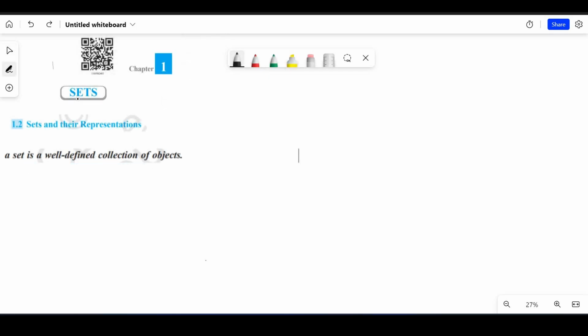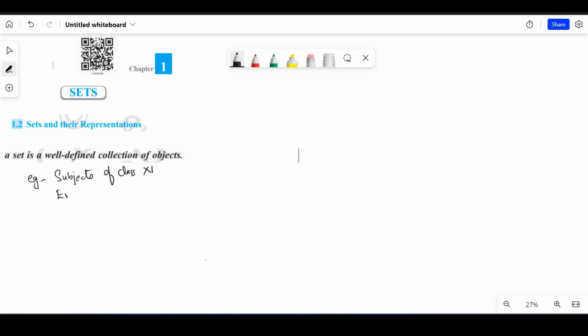Section 1.2, Sets and their representation. In this section we'll be dealing with what is meant by sets and their different representations. A set means it's a well-defined collection of objects. For example, say the subjects of class 11th. You know that in class 11th the subjects may be maths, English, physics, chemistry, biology, computer science, etc. Right?